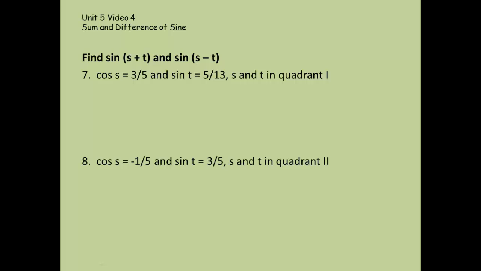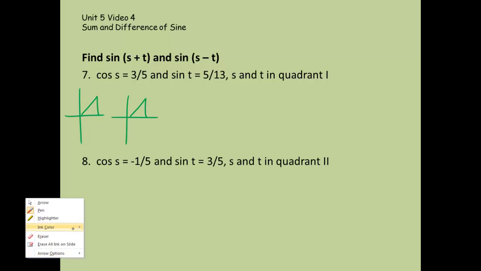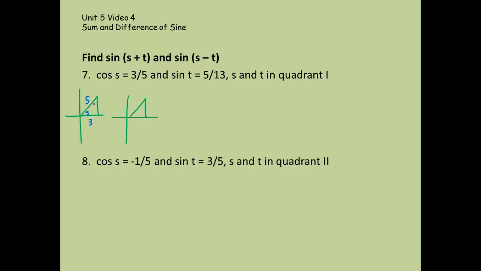So I'm going to start by drawing them, and it says that both S and T are in quadrant 1, so I'm going to draw my two pictures where both S and T fall into quadrant 1, labeling them with a different color just because it's easier for you to see what I'm referencing. So the cosine of angle S based on this is that there's a 3 and a 5. And then I need to find the missing side.